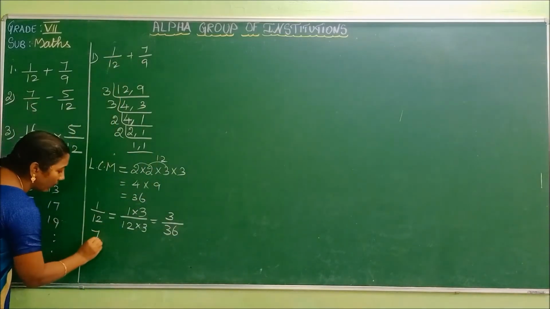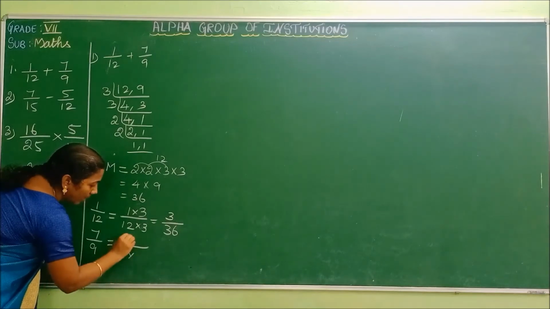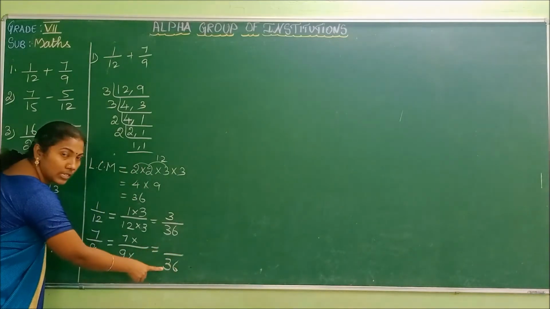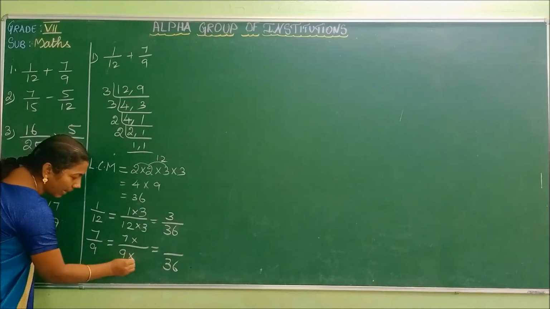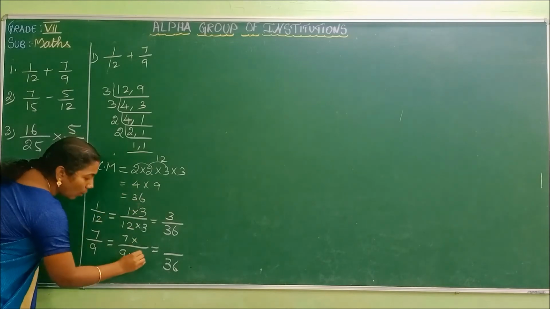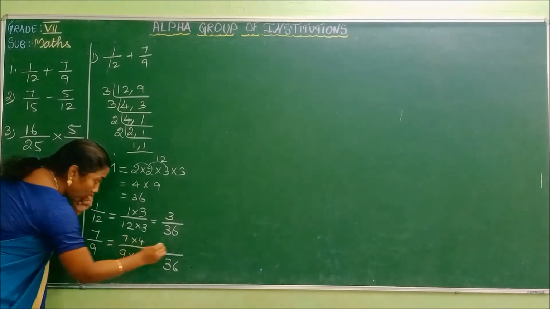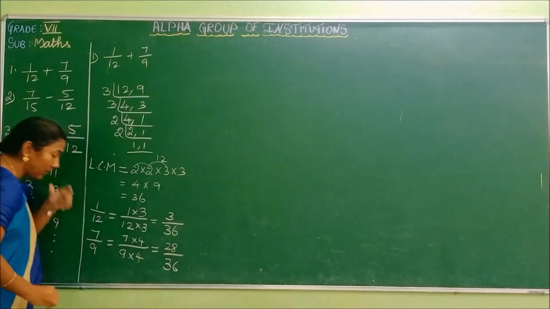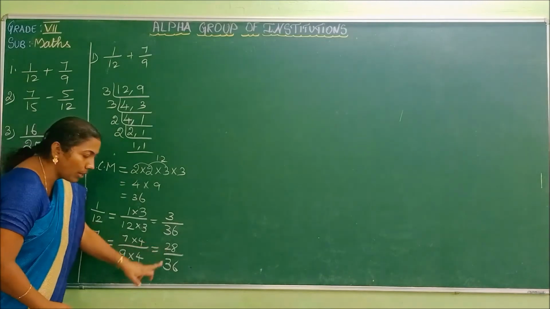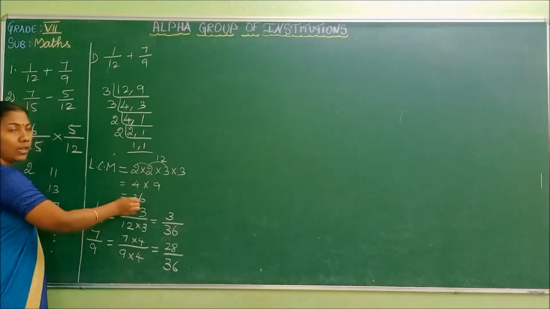Similarly, you have to convert the second fraction. Write the second fraction 7 by 9. What should be multiplied with 9 to get the LCM 36? See here, 9 into 4 is 36. So you have to multiply both the denominator and the numerator by 4. So 7 4s are 28. Thus we have converted 1 by 12 into 3 by 36, and 7 by 9 into 28 by 36. See, both the denominators are the same as the LCM.